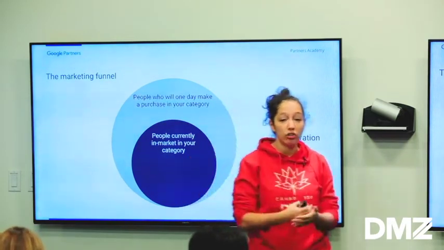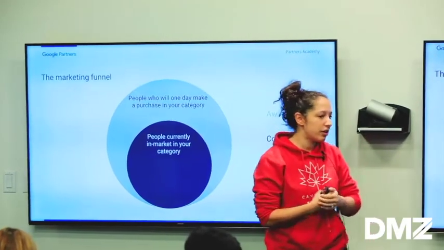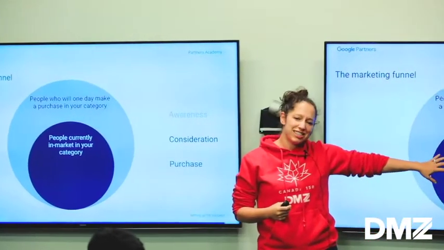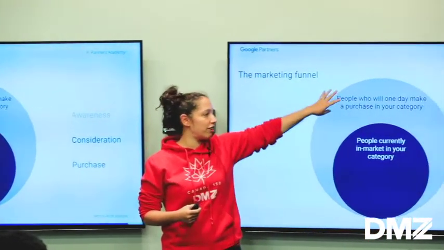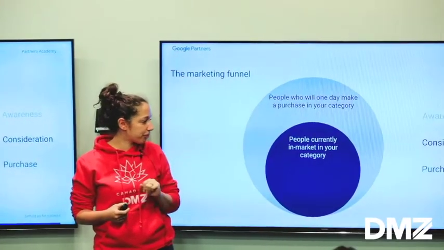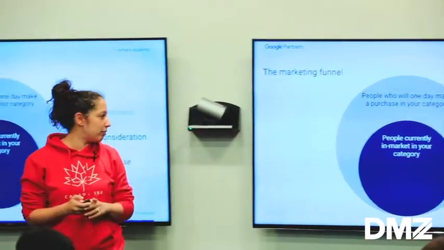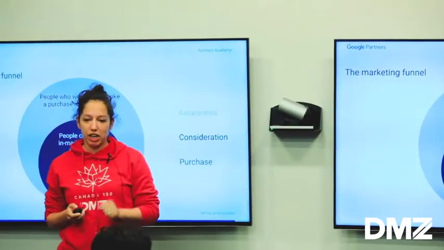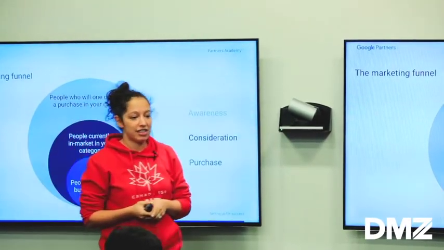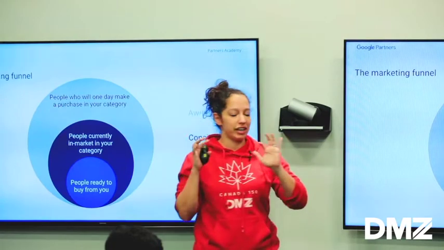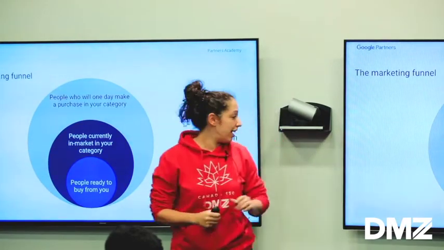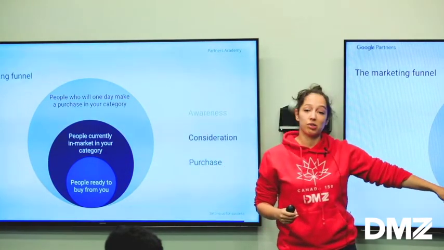So people who are currently looking to buy shoes. If you spend $1 trying to find these people, chances are it's going to convert quicker than if you try to find these people. And then the smallest bubble is people ready to buy shoes from you. They say, okay, I want to buy Aldo shoes, and I'm going to search for Aldo shoes and buy Aldo shoes. And those are the most profitable people, but they're also the smartest.